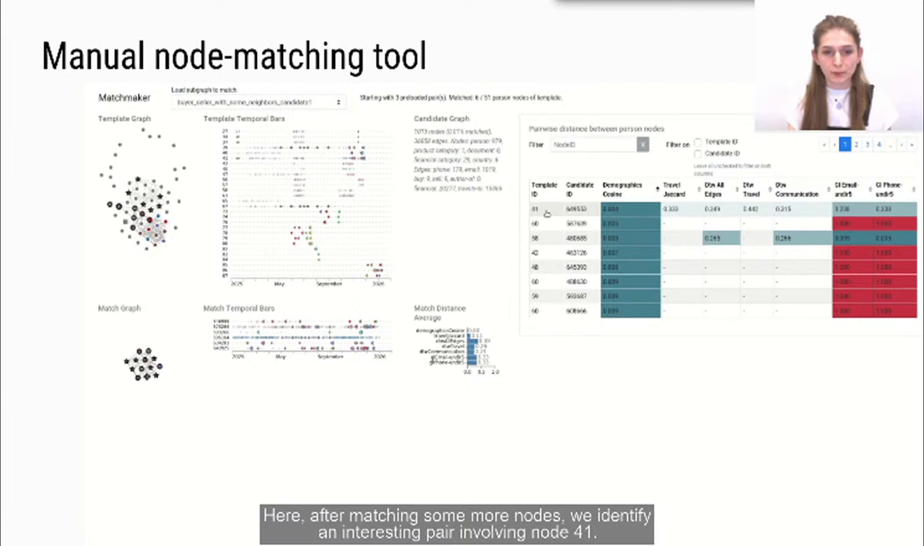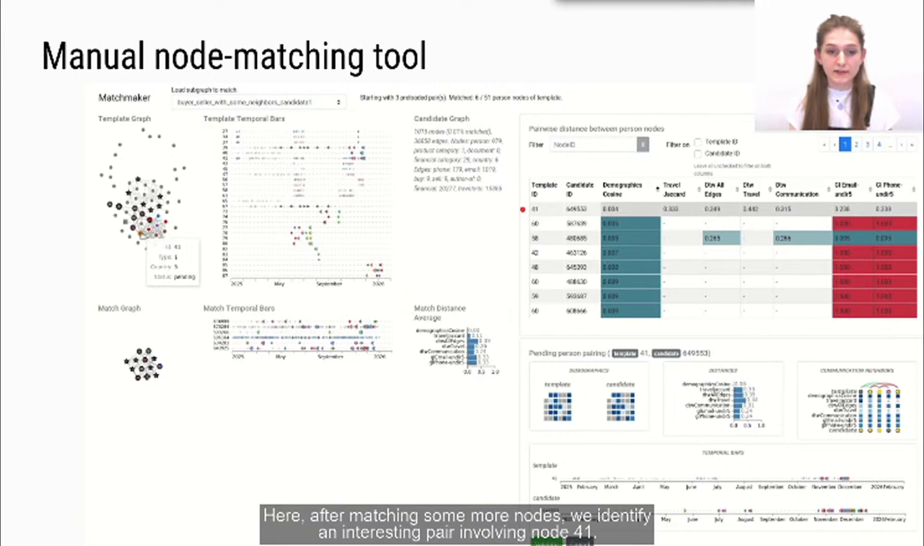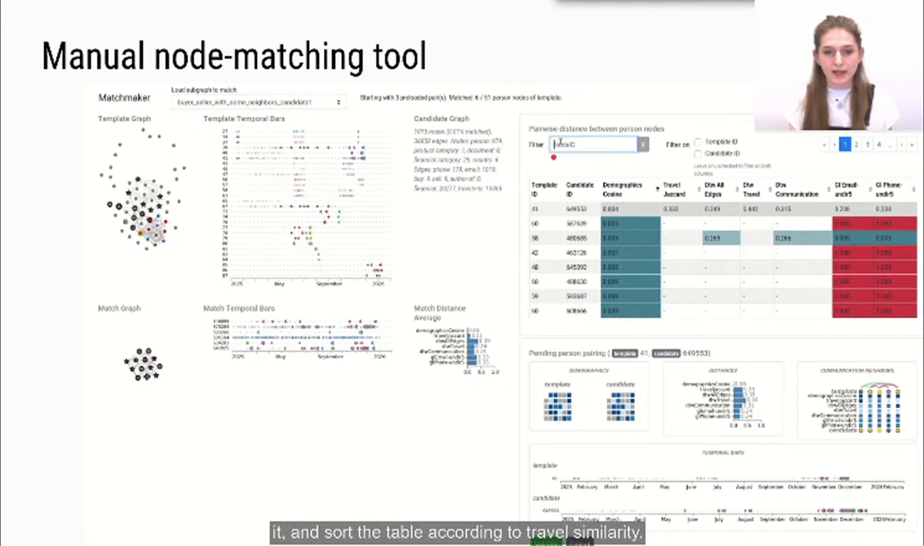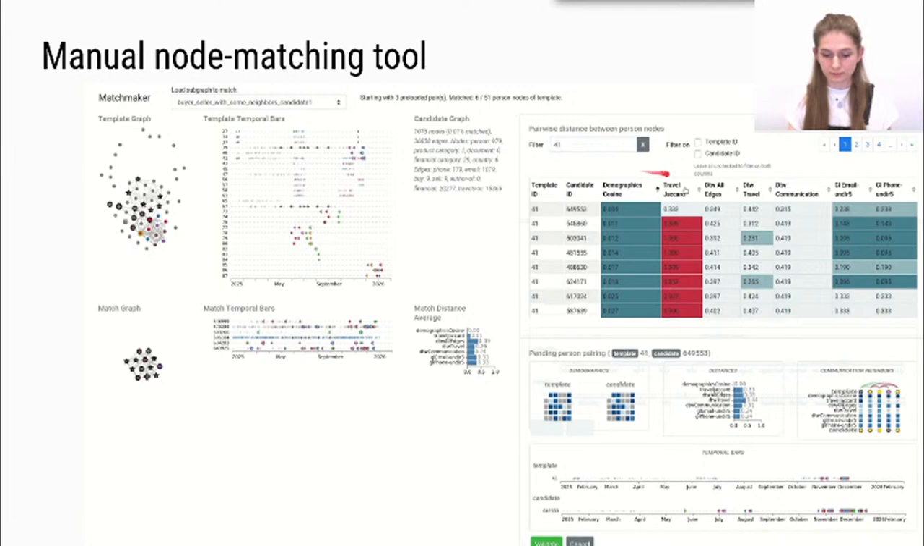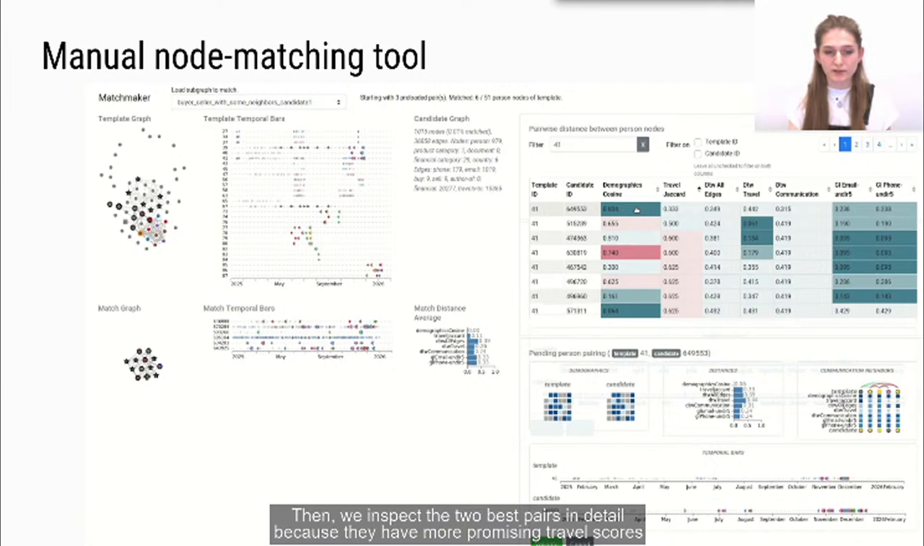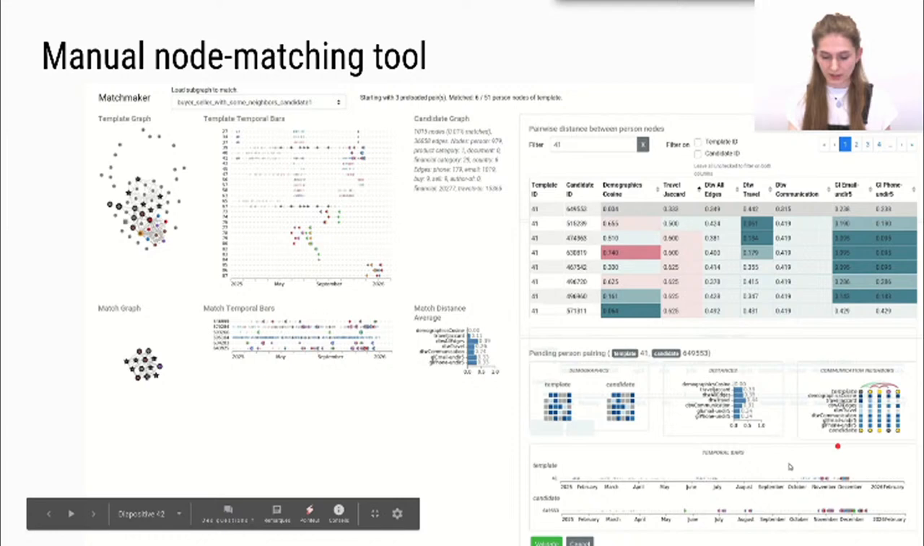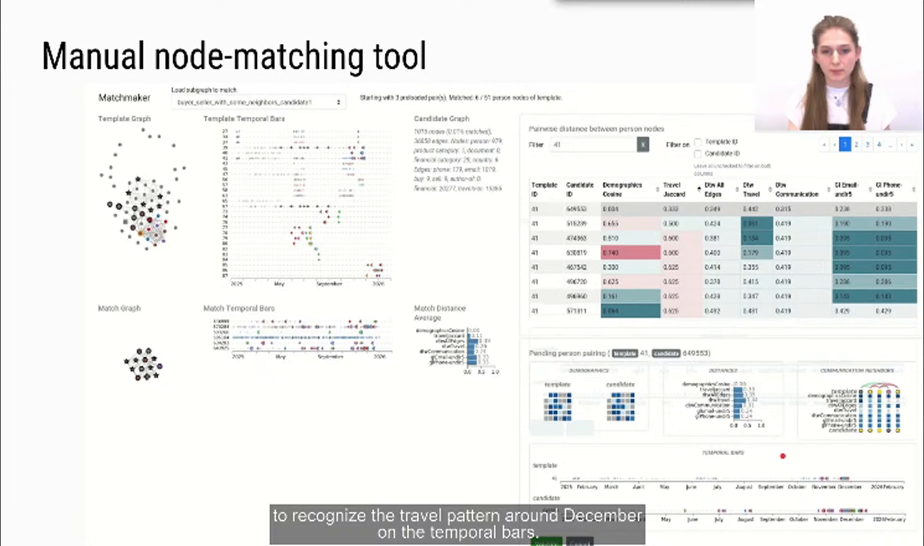Here, after matching some more nodes, we identify an interesting pair involving node 41. Since this node has several travel activities, we choose to filter the table to focus on it and sort the table according to travel similarity. Then, we inspect the two best pairs in detail because they have more promising travel scores than the others. We validate the first one because we are able to recognize the travel pattern around December on the temporal bars.